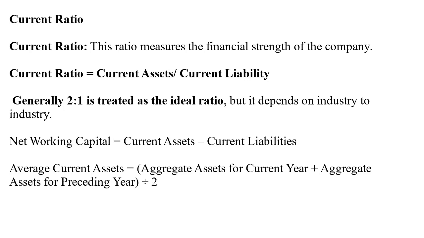Net working capital equals current assets minus current liabilities. Average current assets equals aggregate assets for current year plus aggregate assets for preceding year divided by 2.